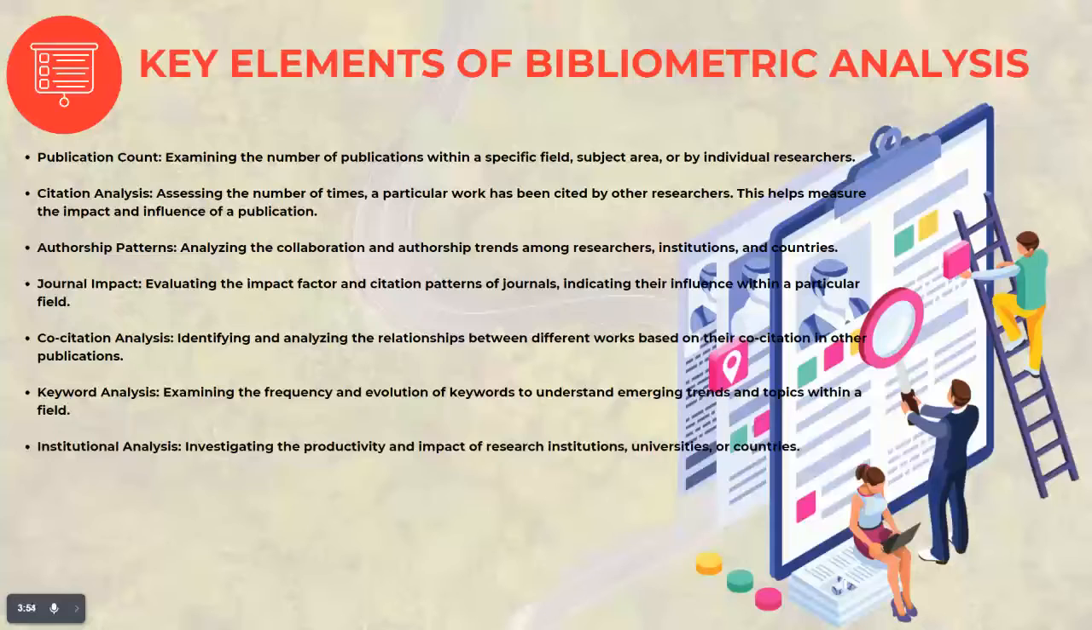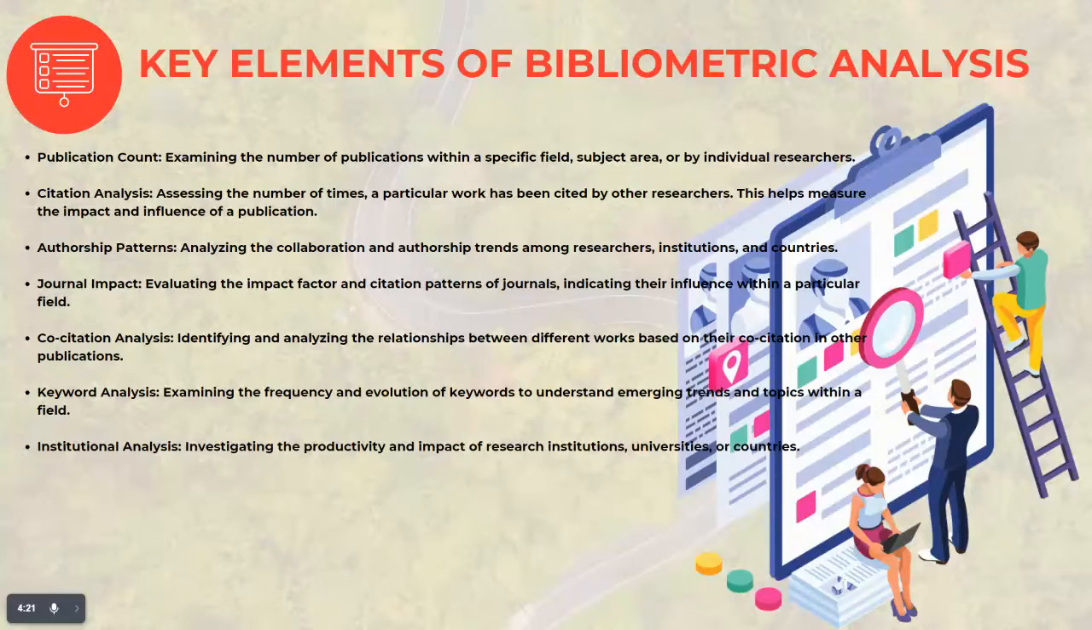Let's say you want to understand how many American researchers are working with Malaysian researchers, or how many Malaysian researchers are working with Bangladeshi researchers. So actually you want to understand the pattern of authorship, how they are doing the collaboration, right? After that, we have to evaluate the journals, right?